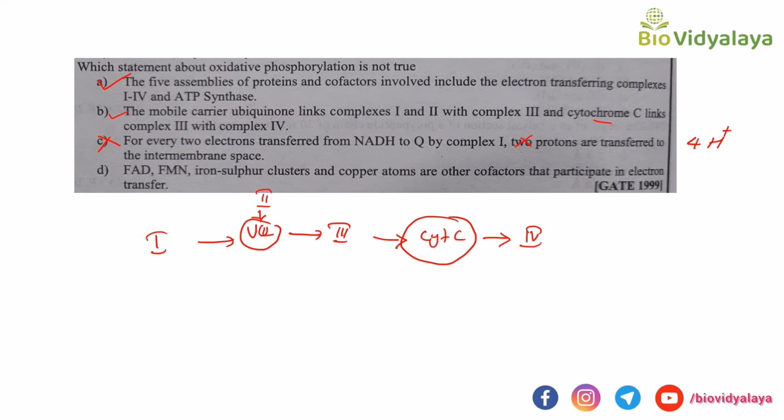Next, option D, FAD, FMN, iron sulfur clusters and copper atoms are other cofactors that participate in electron transfer. Yes, this is also correct. We already discussed this in our previous lecture video. If you didn't watch that video, the link is given in the description below. So this statement is also correct. We have to find the statement that is not true. So which one is not true? Option C. So the correct answer is option C.